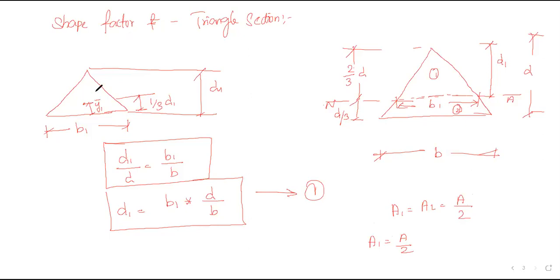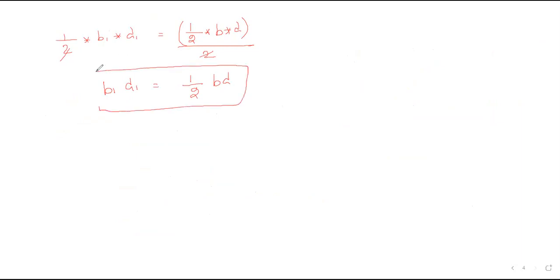A1 is nothing but our first section, so the half BH formula we are going to use. Half into B1 into D1 is equal to area 1, which is equal to A by 2. A by 2 is nothing but half of the total area, half into B into D divided by 2. So this 2 gets cancelled. So B1 into D1 is equal to half into BD. This is another equation.